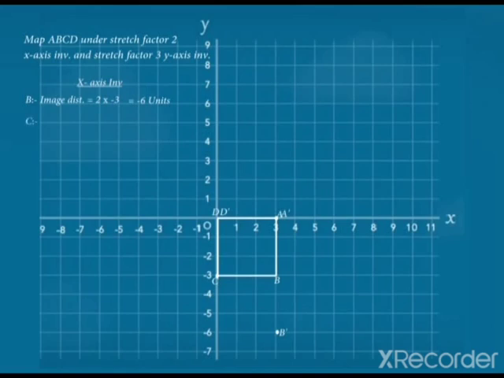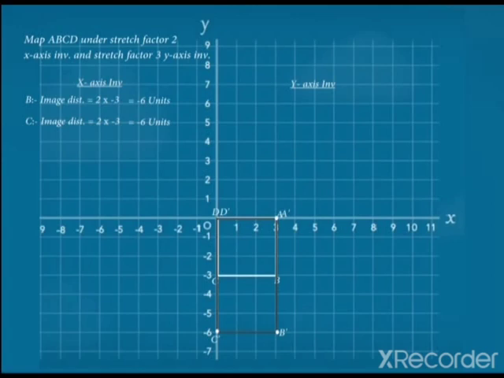Point C. Distance from the invariant line is -3. M is 2. Image distance will be -3 times 2, which is -6. So again we move 6 units downwards. So we have our B prime, C prime. Now, this new figure is to undergo the second stretch with the y-axis invariant.